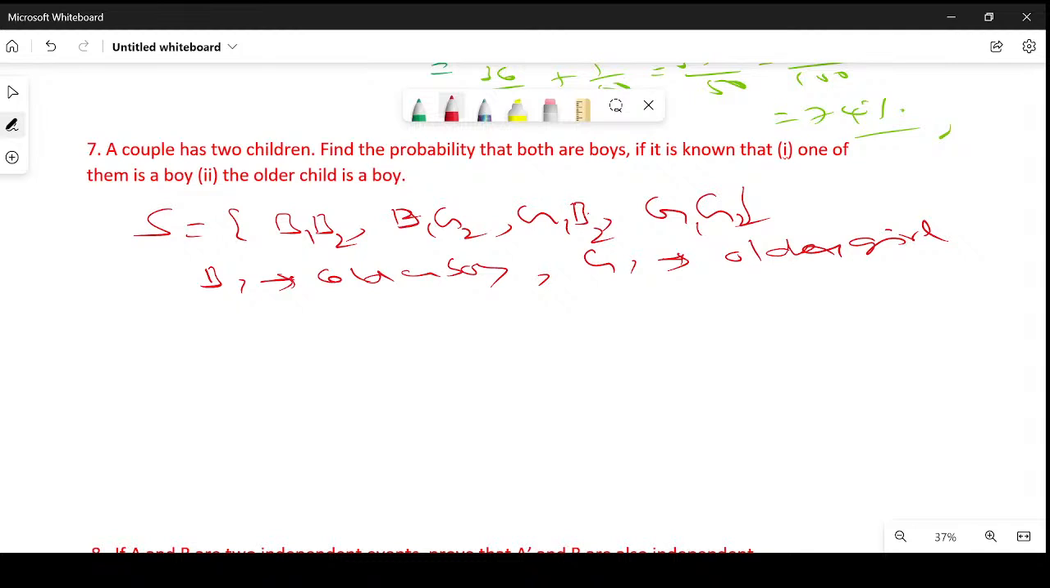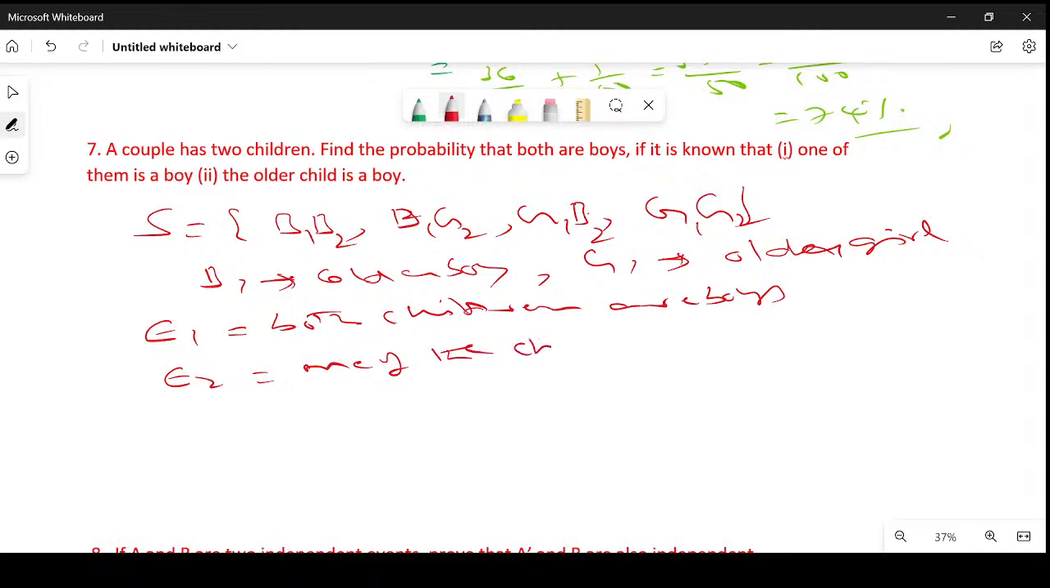Now what is the event? Both the children are boys. Event, you can consider event E1. Both the children are boys. Both are boys. Both the children are E1. What about E2? E2 is one of the children is a boy. You can write, one of the children is a boy.